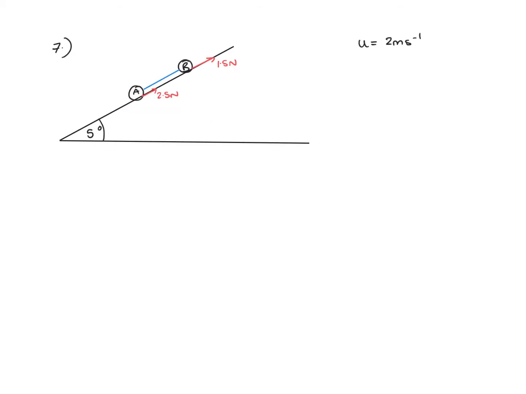So in question 7, we have 2 toy trucks connected and travelling down a slope. So let's draw on the acceleration and its direction there. The slope is inclined at an angle of 5 degrees to the horizontal. Now we know the mass of these toy trucks.